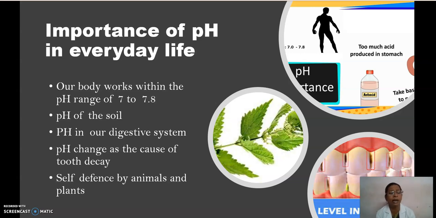Then pH in our digestive system. Children, you know that our stomach is producing one acid. What is the name of that acid? Hydrochloric acid. So that acid helps in the digestion of the food.